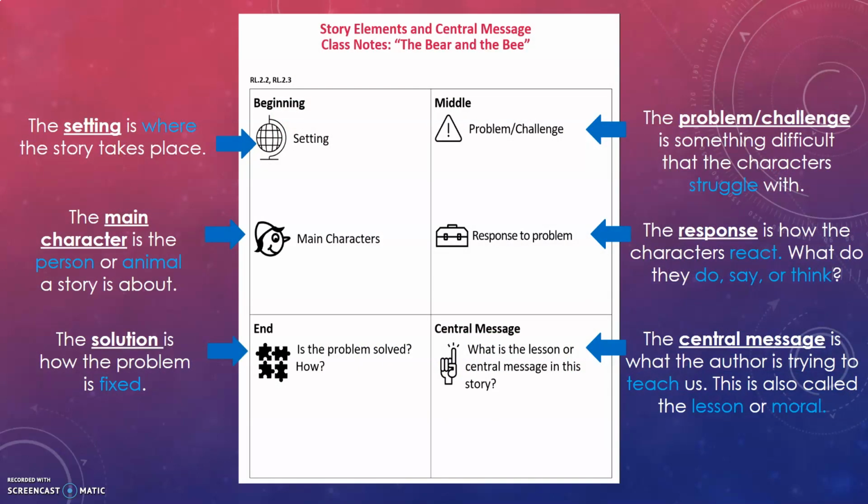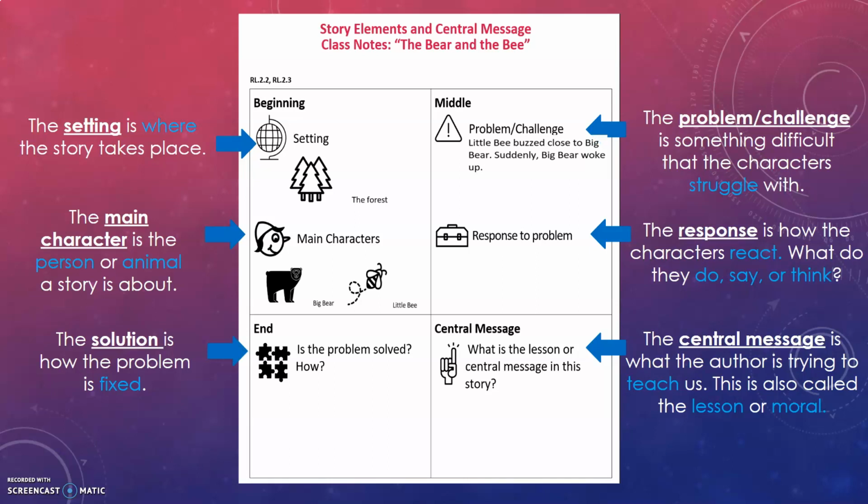We talked about the story elements in The Bear and the Bee. The setting is where the story takes place. That was in the forest. The main characters are the people or animals that the story is about. That was Big Bear and Little Bee. The problem or challenge is something difficult that the characters struggle with, something that's hard for them.